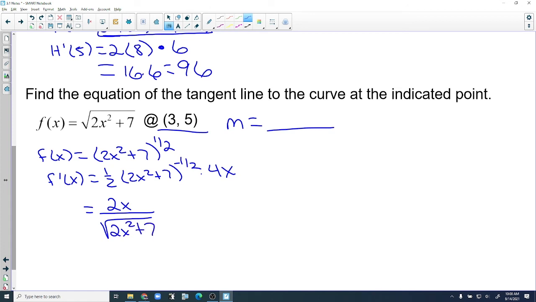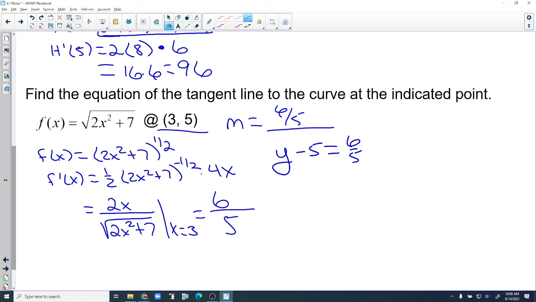There's the derivative. And we're evaluating this when x is equal to 3. So 6 over, 9 times 2 is 18, 18 plus 7 is 25, so 6/5. So y minus 5 is equal to 6/5 times x minus 3. Any questions on this?